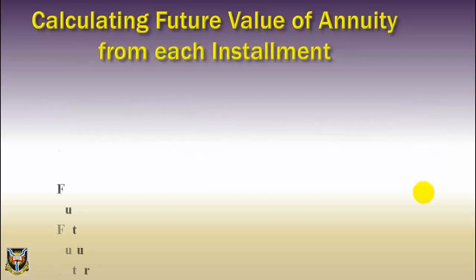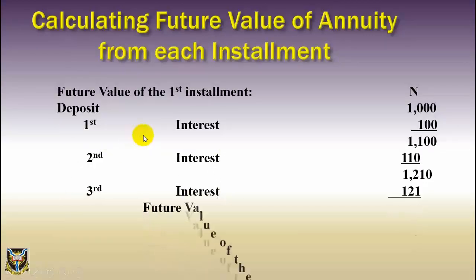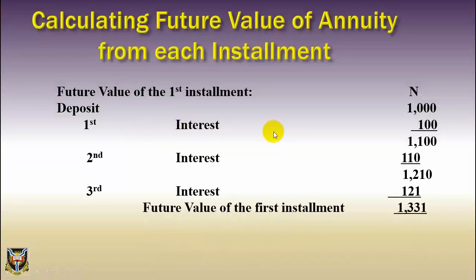C. Calculating future value of annuity from each installment. Future value of the first installment in naira. Deposit 1,000. First interest 100, is equal to 1,100. Second interest 110, making 1,210. Third interest 121. Future value of the first installment 1,331.